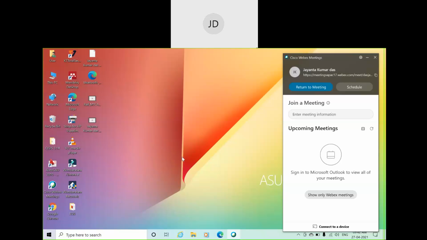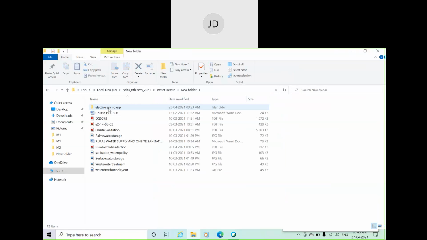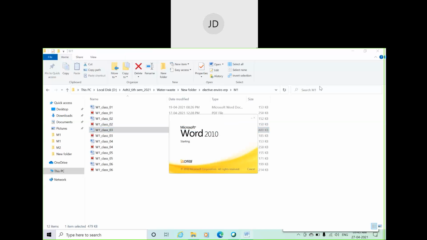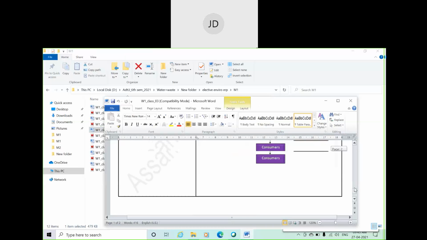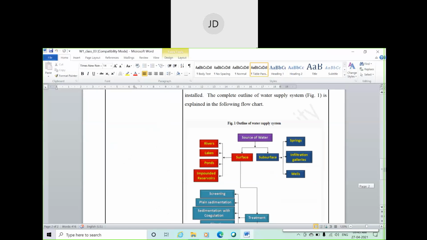Can you see my screen? If I tell you the basic idea of the treatment plant, we already discussed it in the last class. Let me give you that idea. Here, this diagram, I think you're familiar with it. I already gave this in the last class.